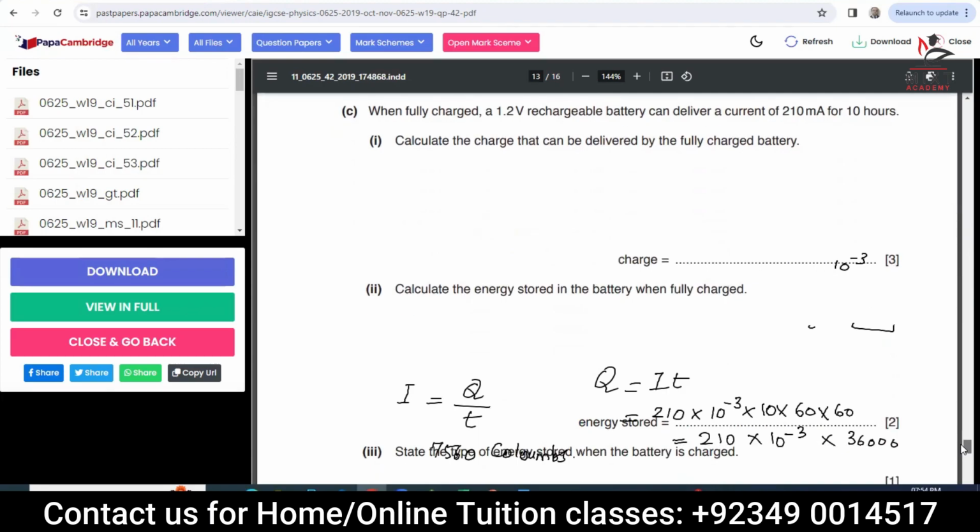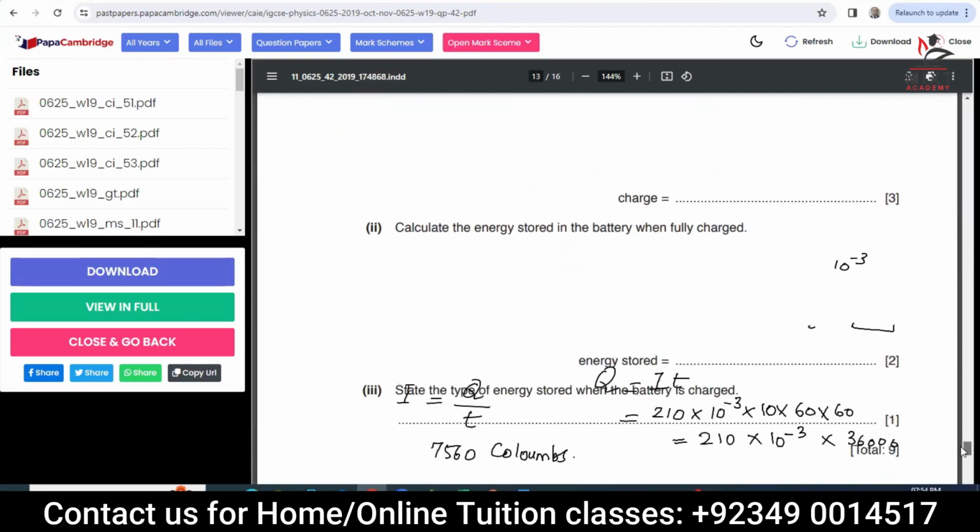Calculate the energy stored in a battery when full. How to find the energy? What is the formula for the energy? Sir, V is equal to IR. Which formula is it? E is equal to PT.